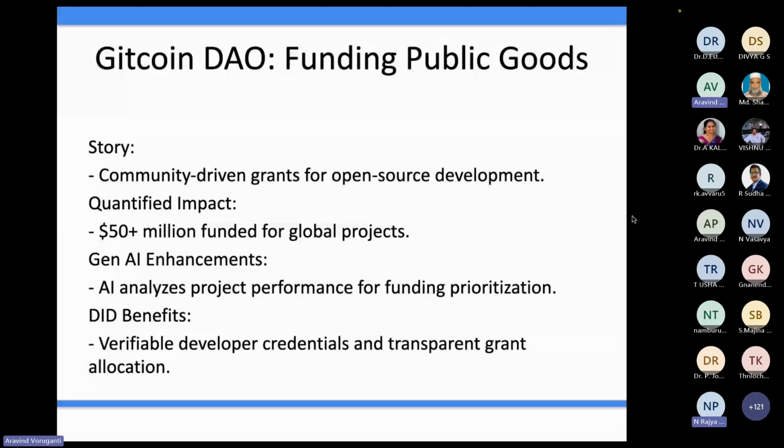Now let's imagine we are creating a sustainability DAO. So all the people who want to work on sustainability projects across the country, say for example, someone wants to clean a lake, someone wants to provide some green energy sources to some rural communities.